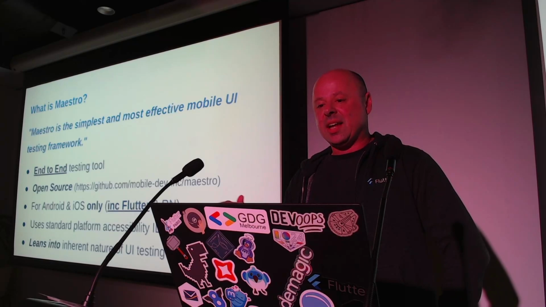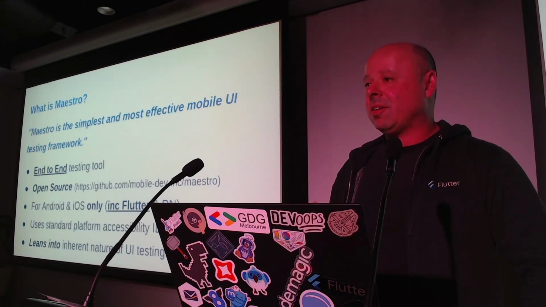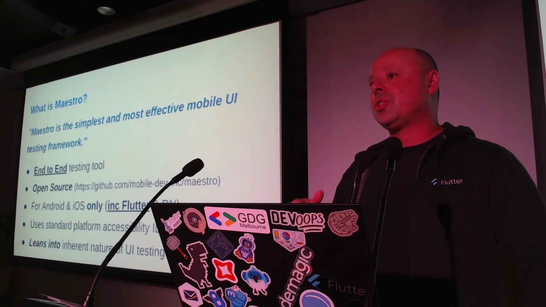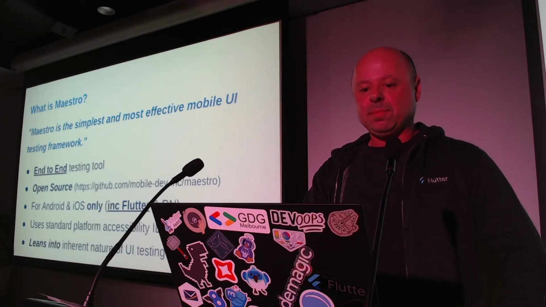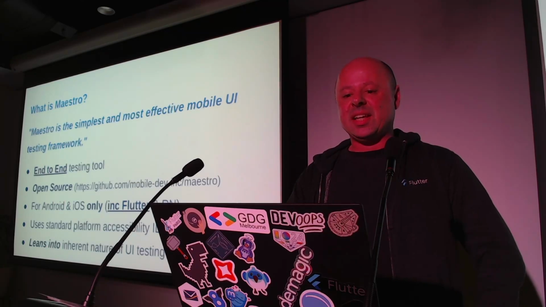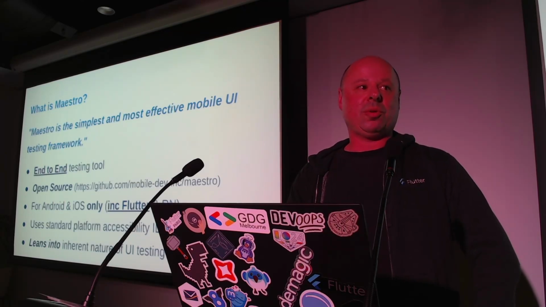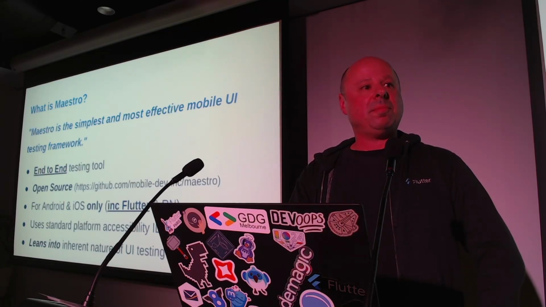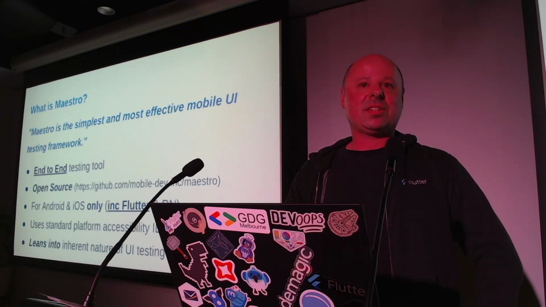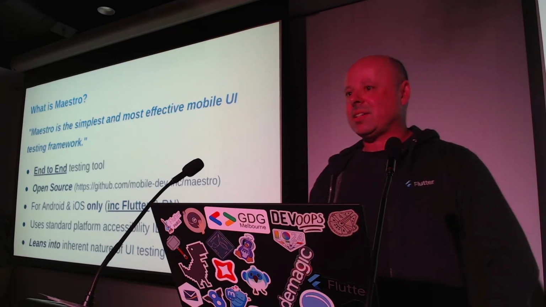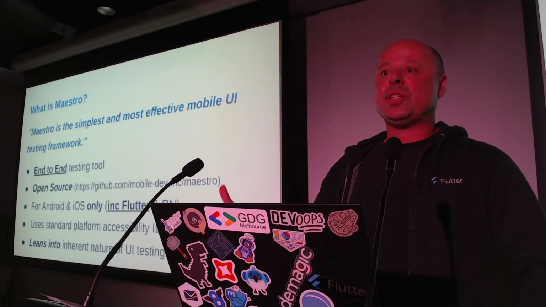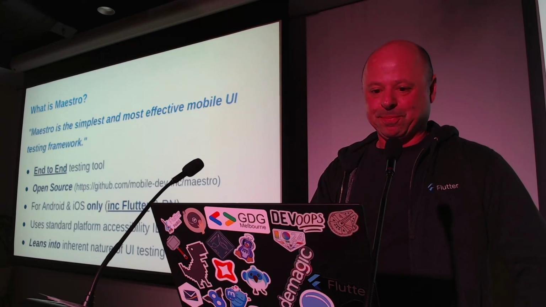It uses the standard accessibility features on iOS and Android to run the tests, which is mostly a good thing. And it leans into the inherent nature of UI testing being flaky. So they actually embrace the flakiness and try to make that something that is easier for you to deal with by using Maestro.